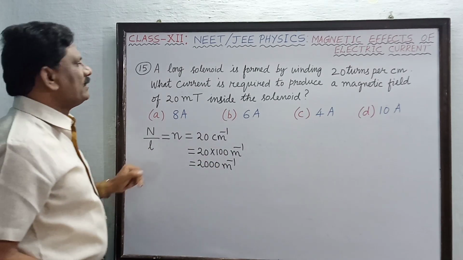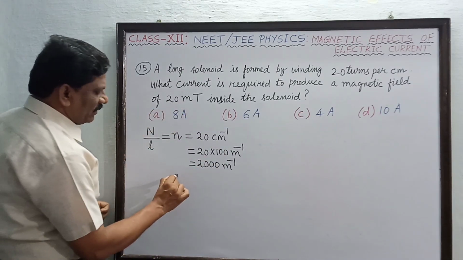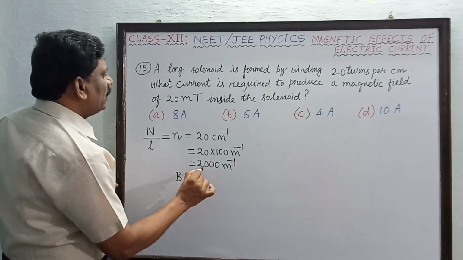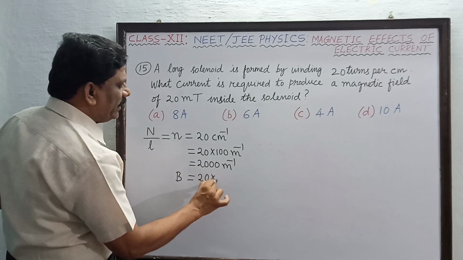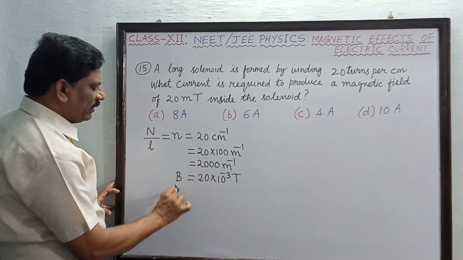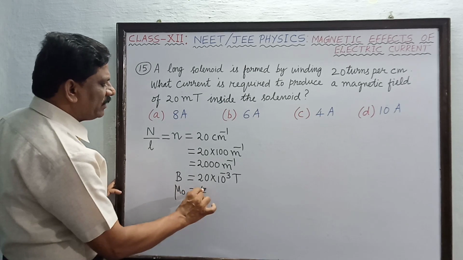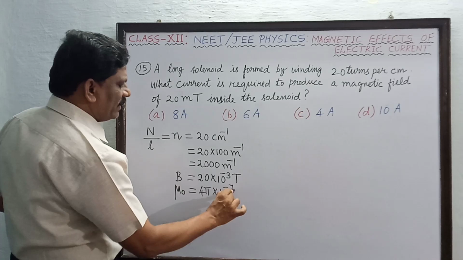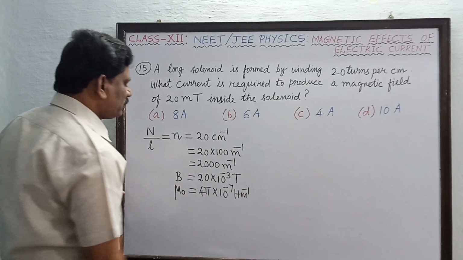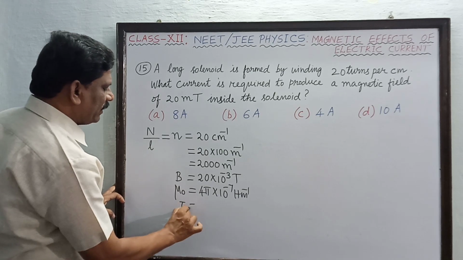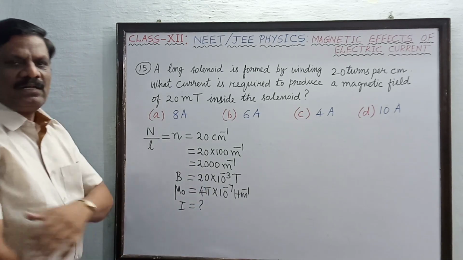Then what else is given? The magnetic field B is equal to 20 millitesla, which means 20 into 10 power minus 3 Tesla. Then when it is kept in air, mu naught is equal to 4 pi into 10 to the power of minus 7 Henry per meter. So what is asked here? What is the current required? The current required is asked here.